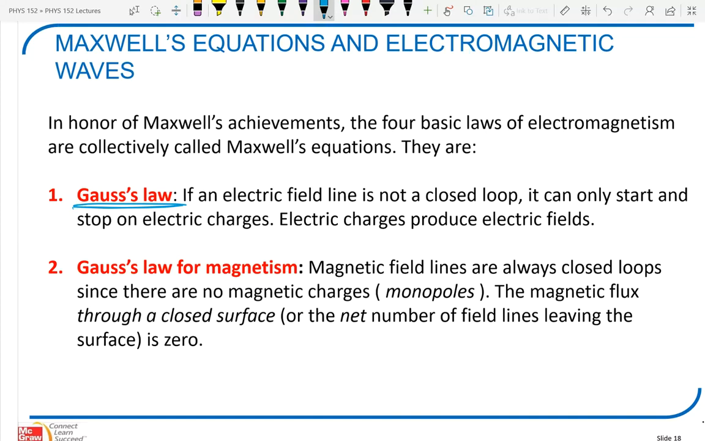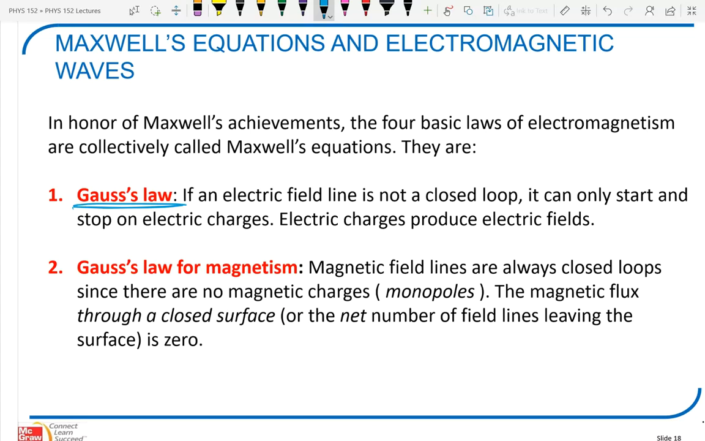The actual writing of it is that the electric flux going through a closed surface is equal to the charge enclosed divided by the permittivity of free space. So that's the first one. It's one that we kind of talked about in general physics. In college physics, we definitely talked about Coulomb's law in general physics a lot.